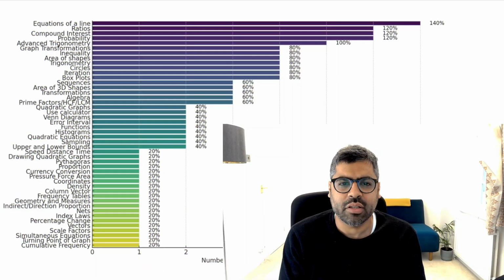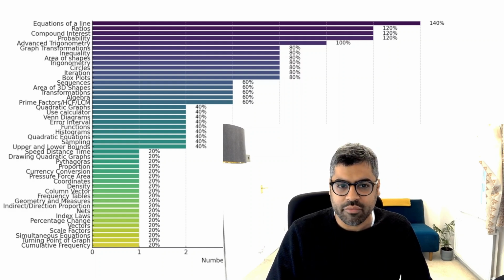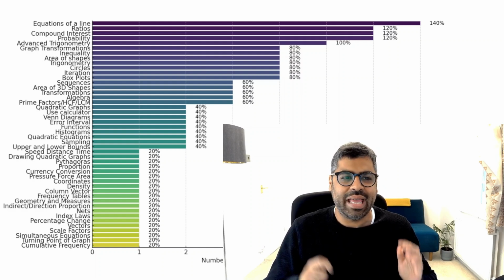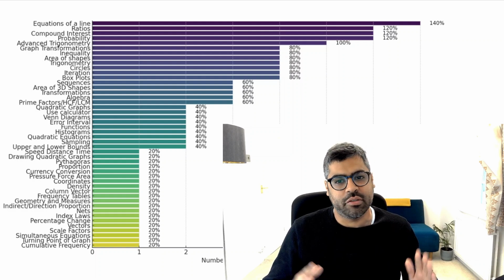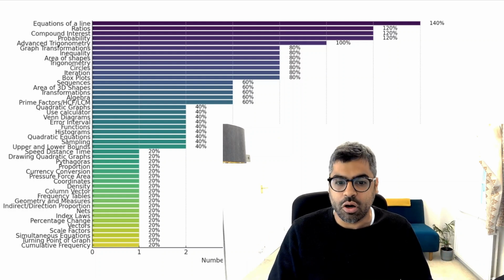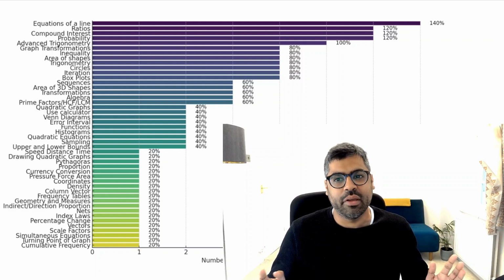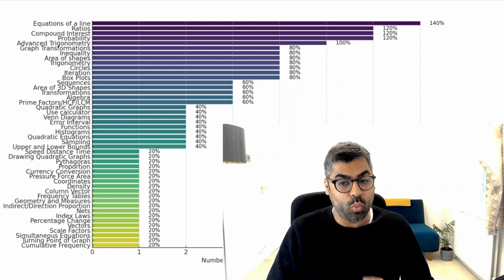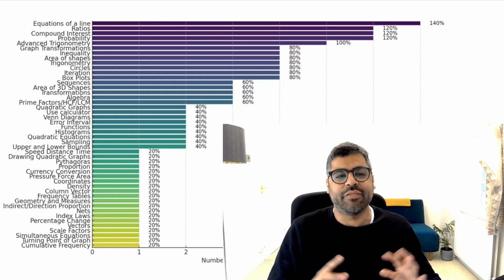So a few people have asked me about the science behind how I create my predictions. I've looked at the past 5 years worth of exam papers, and I've looked at every single topic that has come up across those 5 years. And what I've got here is a chart showing that. So what you can see is that equations of a line comes up 140% of the time. What that means is it's coming up more than once per paper. And I've done this for every topic.